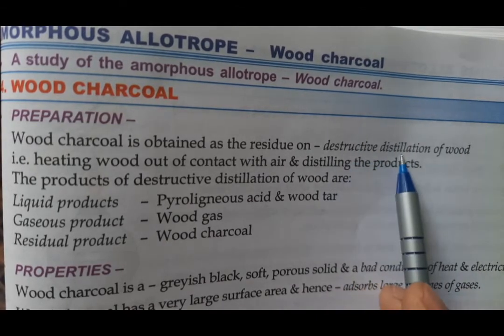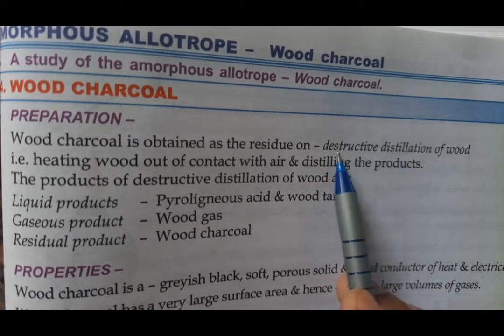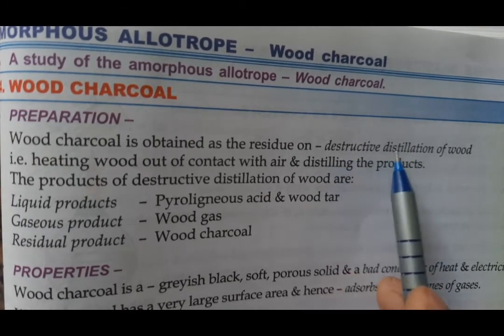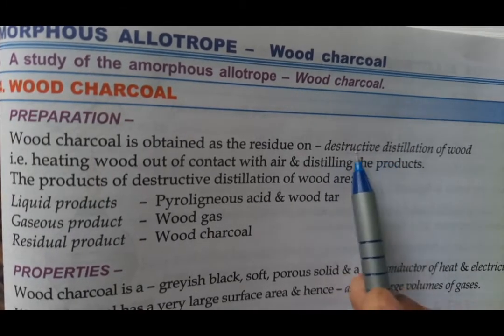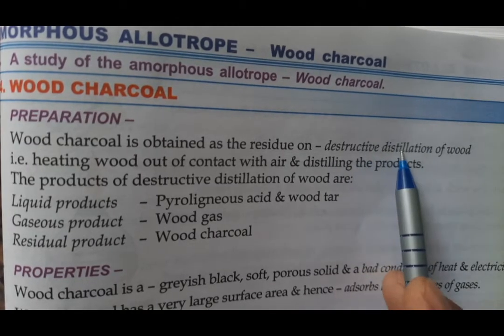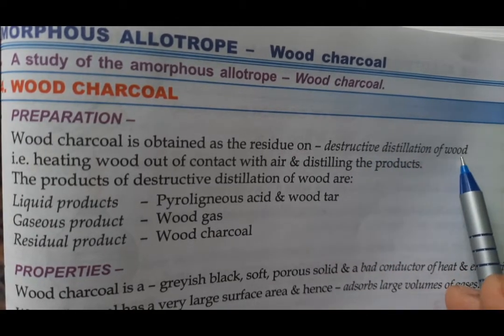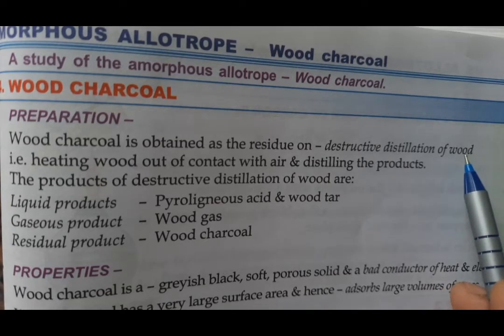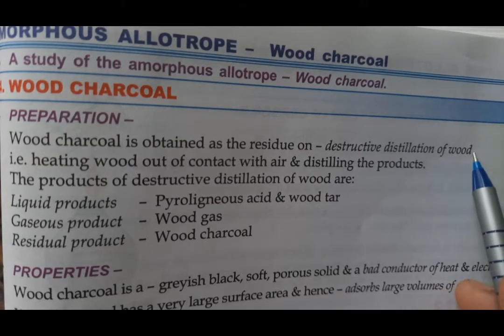meaning of destructive distillation: to heat at very high temperature in absence of air. I repeat again, what does destructive distillation mean? To heat at very high temperature in absence of air. Earlier it was coal, so that time I said it is a process in which coal is heated at very high temperature in absence of air. But right now instead of coal there is wood.